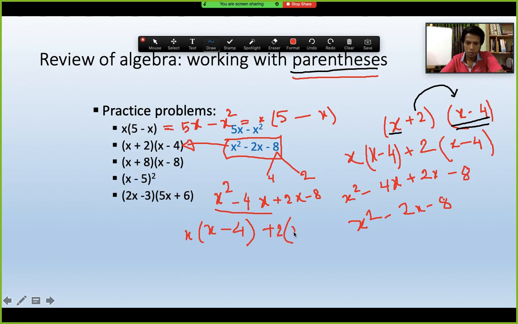If you take x common, it becomes x minus, and if you take 2 common, it becomes x minus 4. So you see x minus 4 is common in both places. So we can take x minus 4 from here, and then write the remaining things. x is remaining here and plus 2 is remaining here. x minus 2 is already taken there. So this is the factor.